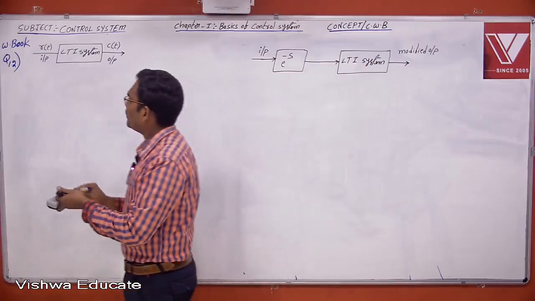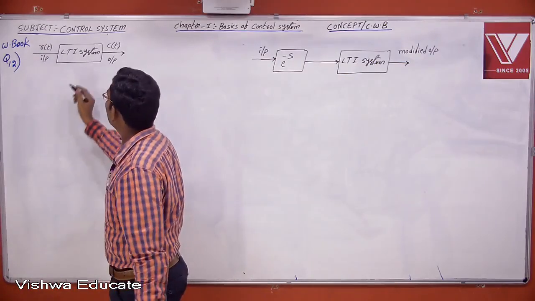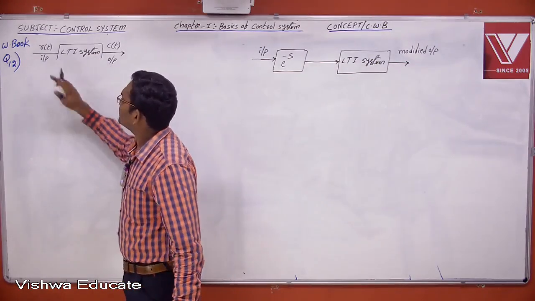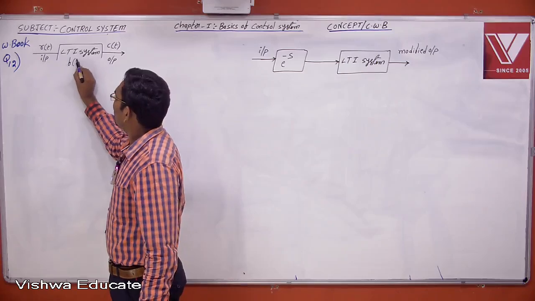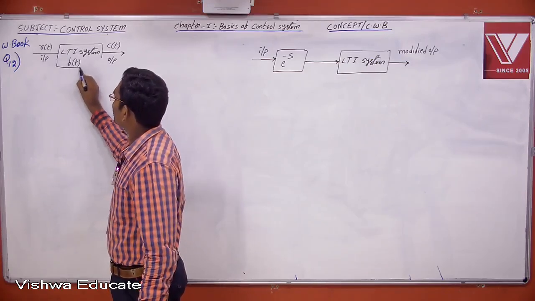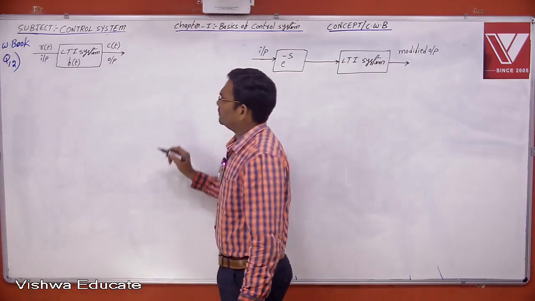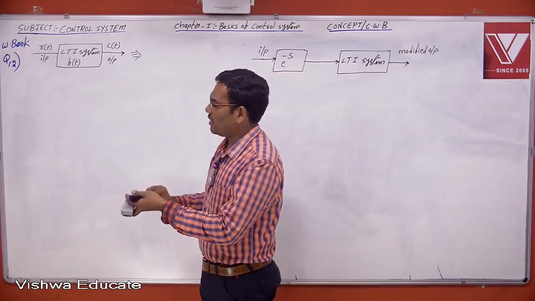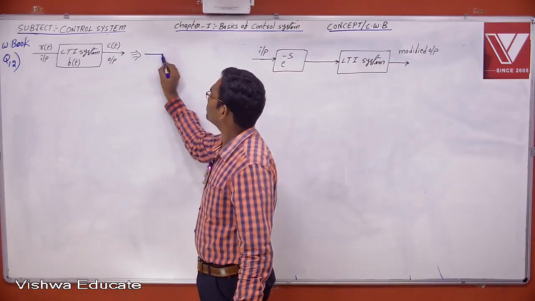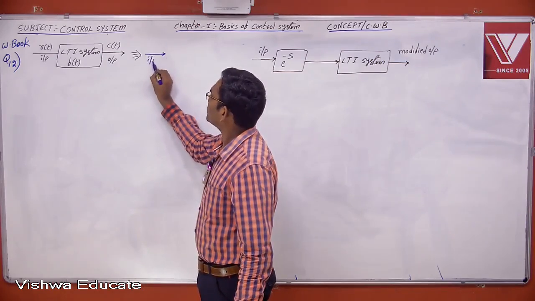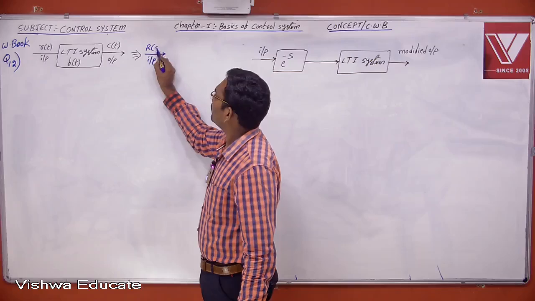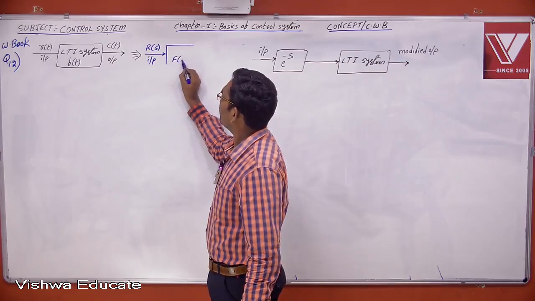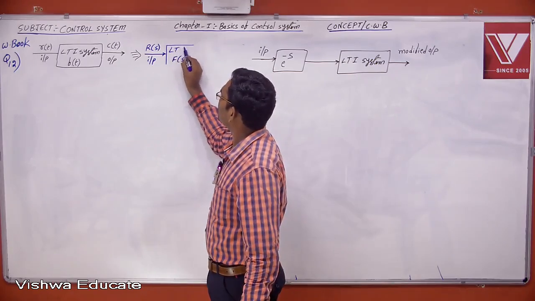Now similarly here, this is input R of t, then I just have this linear time invariant system, having some impulse response. Let us assume this is some f of t. For better analysis, then I go to the frequency domain. The Laplace transformation of R of t is R of s. The Laplace transformation of f of t is F of s. This is the LTI system.